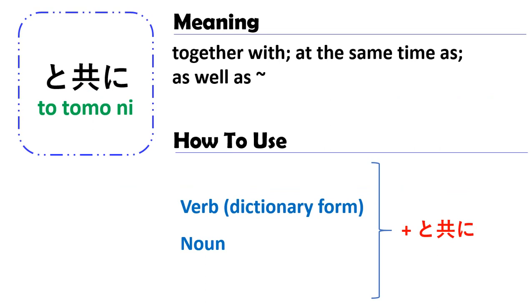When you use the structure you see here, you can use it with the verb in the dictionary form and the noun. That means you should start with the verb or the noun. When you use the verb, you should change it to the dictionary form. When you use the noun, you don't need to change anything. You just use it, followed by ともに. Next we are going to see some examples together to better understand how to use the grammar of ともに.